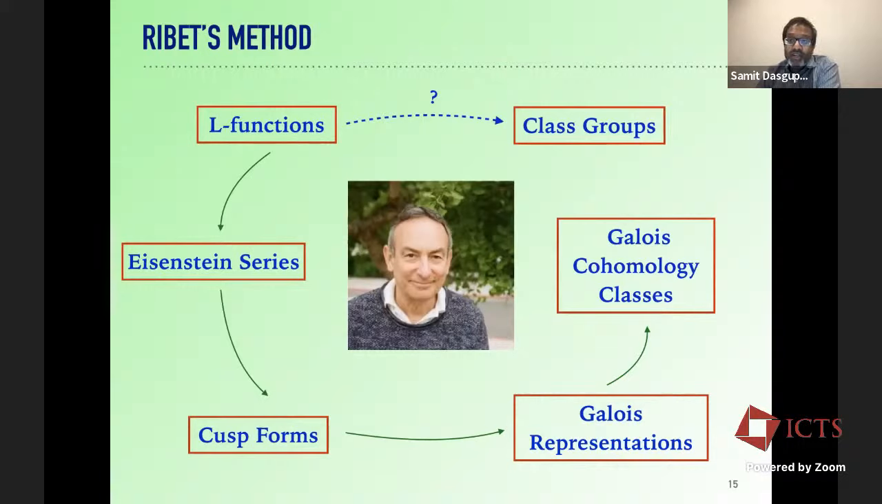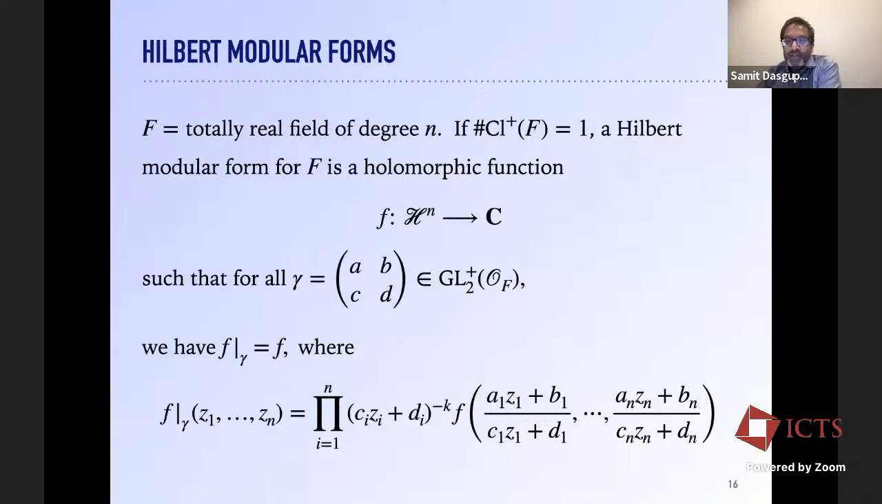I've already said that a surjective map from nabla is tantamount to the existence of a Galois cohomology class. So I've already explained this, in some sense, this last arrow. Okay. So now let me start from the beginning of this loop: what are the modular forms that show up? In our case, they're Hilbert modular forms, and I want to describe them.